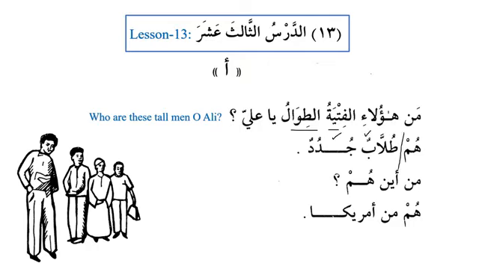So hum will be subject, the plural of who, and we have learned today that the plural of who is hum. Hum tullabun jududun, they are new students. Now hum is the subject and tullabun is predicate, and then the sifa that we are using for tullabun is jududun. Min aina hum, where are they from? And the answer is hum min America, they are from America.